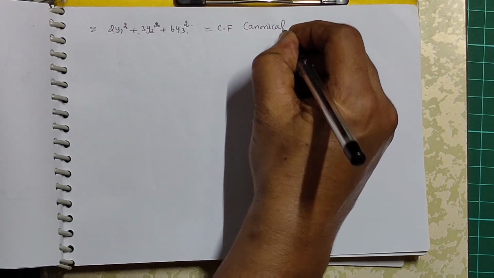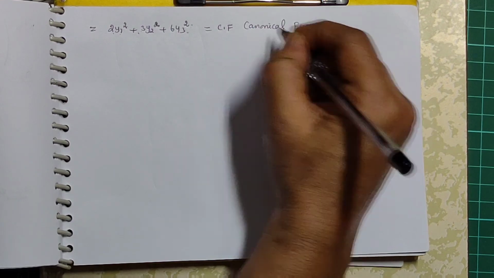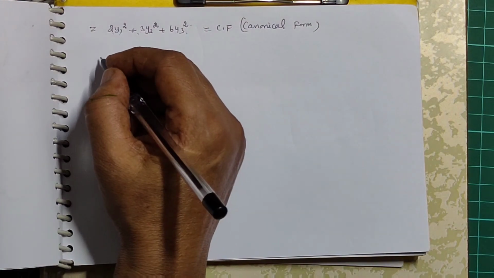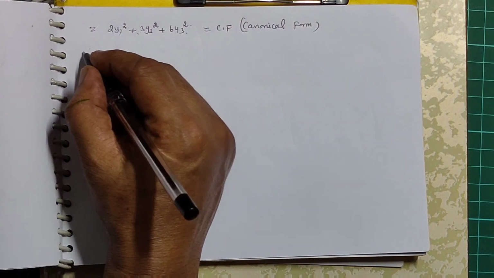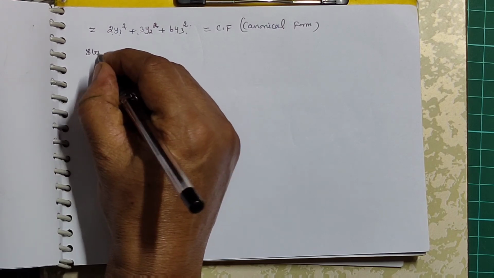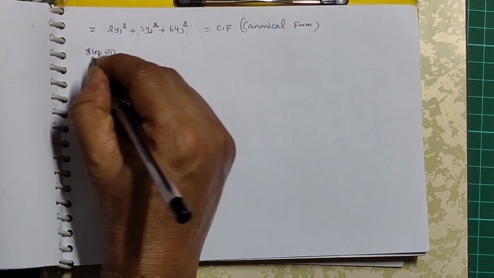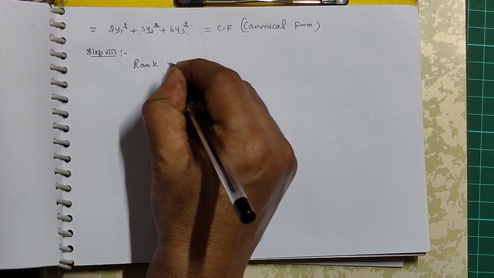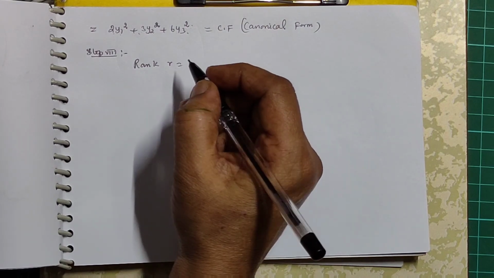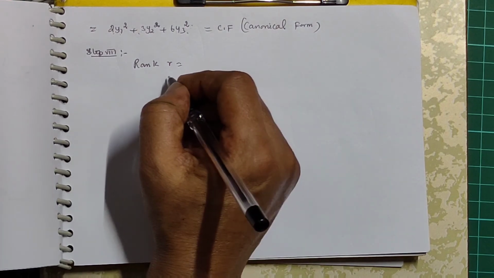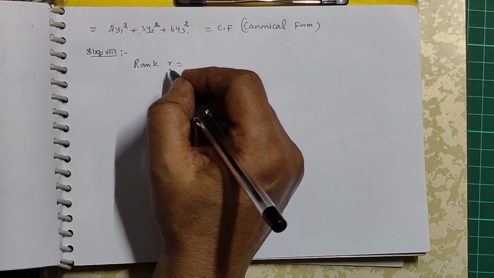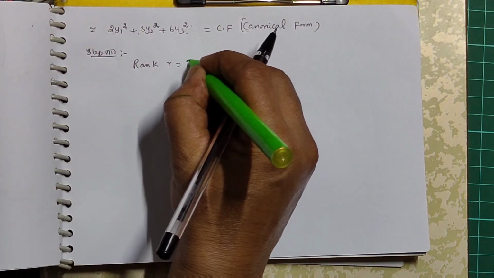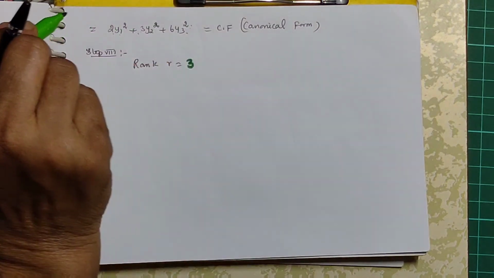And the procedure we have adopted is nothing but the orthogonal transformation. Now we have come almost to the end. We are yet to find the rank, signature and nature of the quadratic form. Rank is nothing but the number of non-zero eigenvalues. I repeat, rank is the number of non-zero eigenvalues. How many values did we get here? There are 3 values, namely 2, 3, 6.